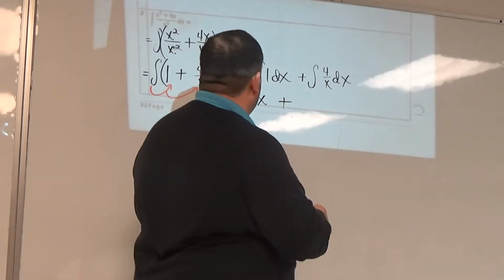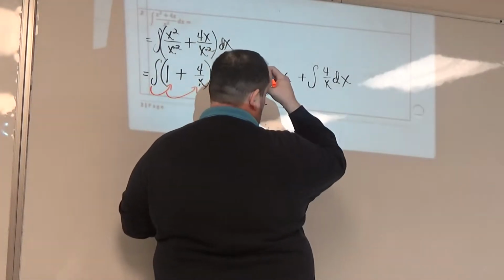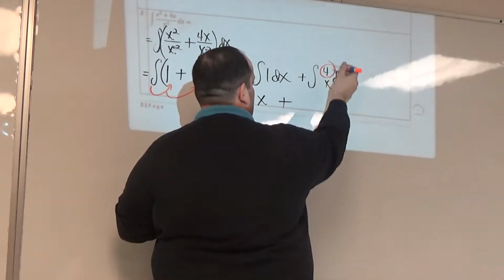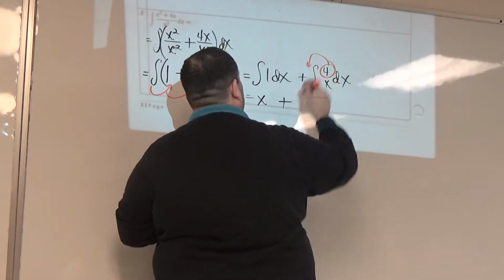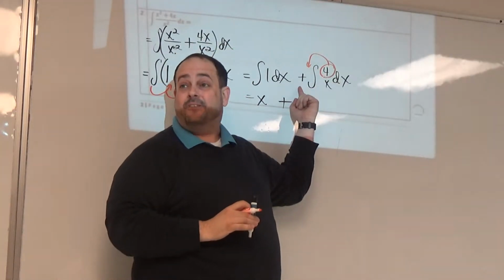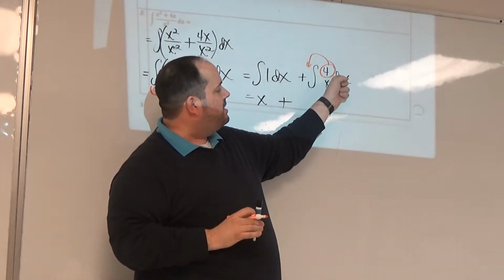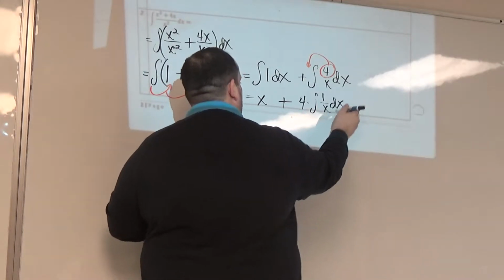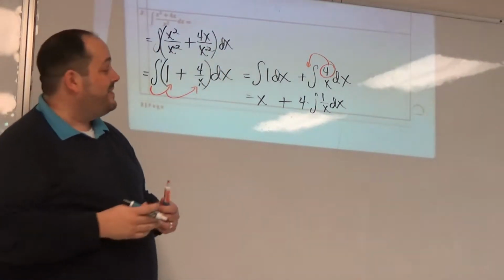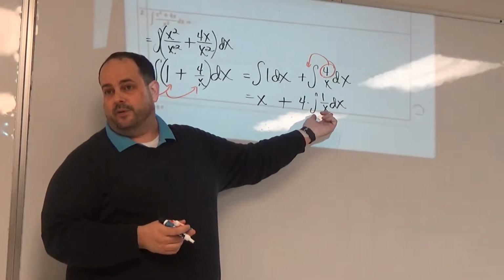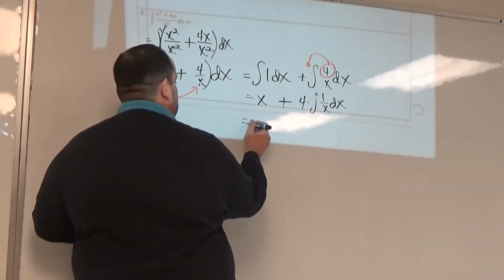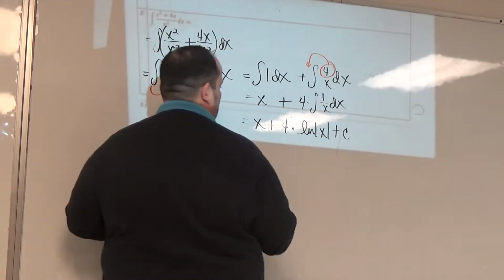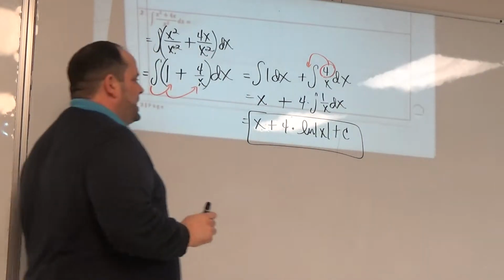What do you know about the 4? It goes before the natural log. Why? What do you know about 4? 4 is a constant. And one of the properties that we had with definite and indefinite integrals is that you can factor the 4 out. So it's 4 times the integral of 1 over x with respect to x. Why that's better: you all know what the antiderivative of 1 over x is. Natural log of the absolute value of x. So x plus 4 natural log of absolute value of x plus C. Final answer.